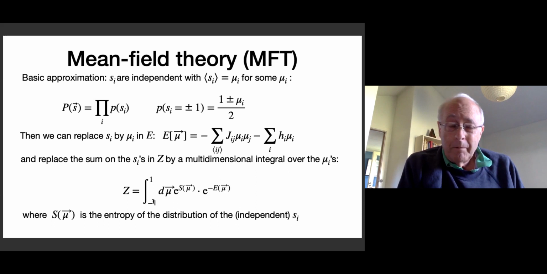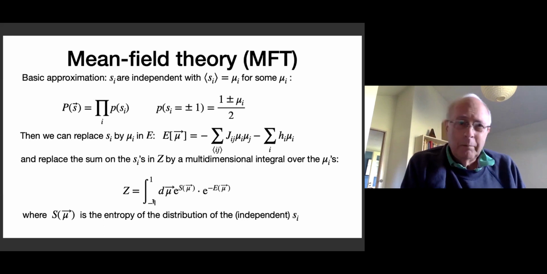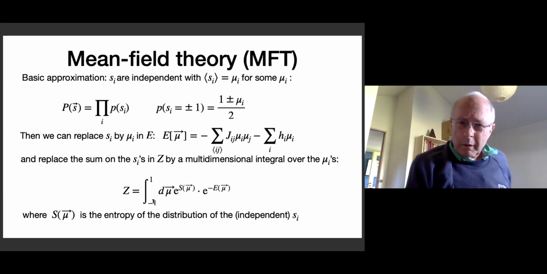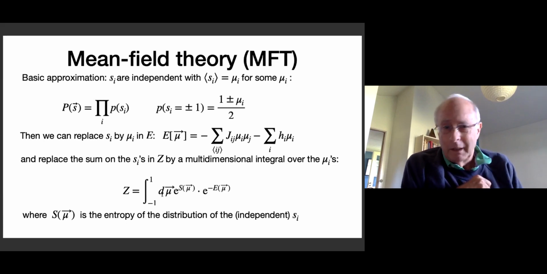And the basic approximation, which is called mean field theory, is you assume that these S's are independent random variables. Okay, and furthermore, you posit that each one of them has some average value. We won't say what those are. We're going to investigate all possibilities, but we're going to assume that S sub i has an average value mu sub i. And that means the probabilities of being plus or minus 1 are a half of 1 plus or minus mu sub i. So they sum up to 1.